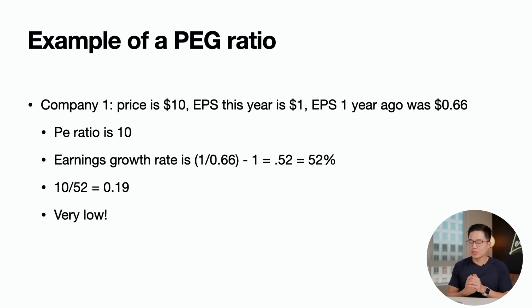So an example of a PEG ratio: let's say you have company 1, the current price per share is $10, and the earnings per share this year is $1. However, the earnings per share 1 year ago was 66 cents. So if you do the calculations for the PE ratio, it comes out at 10. Now we need to calculate the earnings growth rate. We take the earnings per share this year, $1, and divide it by the earnings per share last year, which was 66 cents. If you do that and subtract 1, that gives you 0.52, aka 52%. Then finally, to calculate the PEG ratio, we take the PE ratio, which was 10, and divide that by 52, and you get 0.19. This is a very low PEG ratio, which means that it could be undervalued.